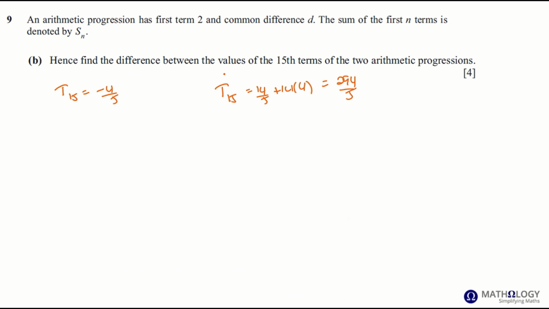The difference between the 15th terms of the two arithmetic progressions will be 294 over 5 minus 4 over 5, which will be 298 over 5, which is 59.6.